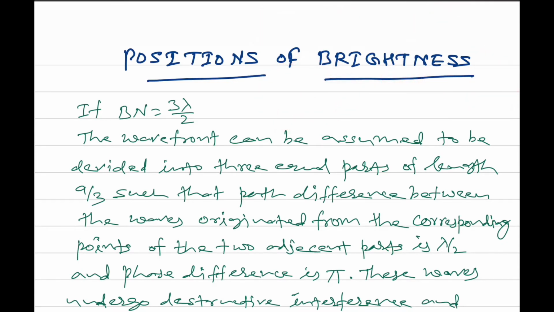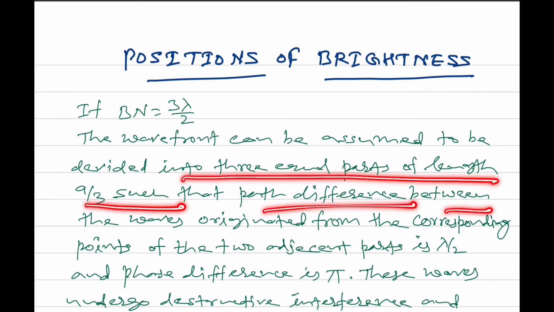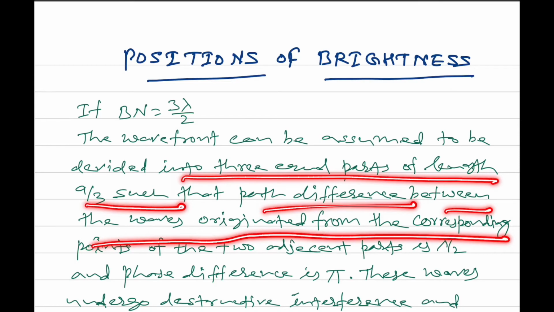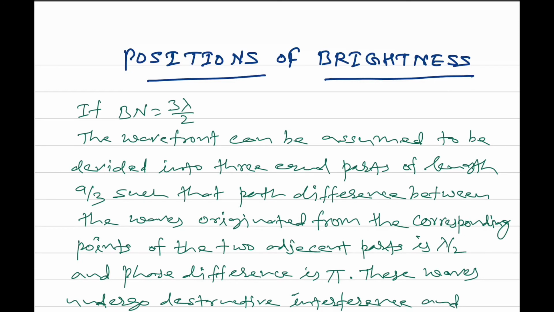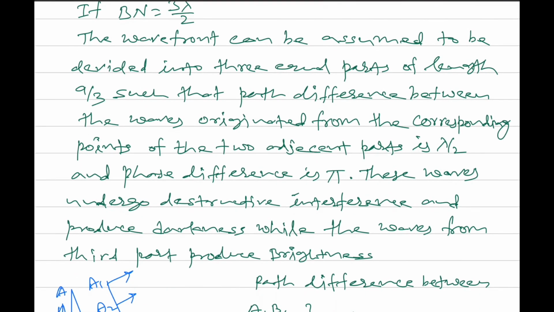So if Bn is equal to 3 lambda by 2, the wavefront can be assumed to be divided into three equal parts of length a by 3 such that the path difference between the waves originated from the corresponding points of the two adjacent parts is lambda by 2 and phase difference is pi. These waves undergo destructive interference and produce darkness, while the waves originated from the third part produce brightness. It is not because of constructive interference that the brightness is produced, just because of the light which is left out in the third part.